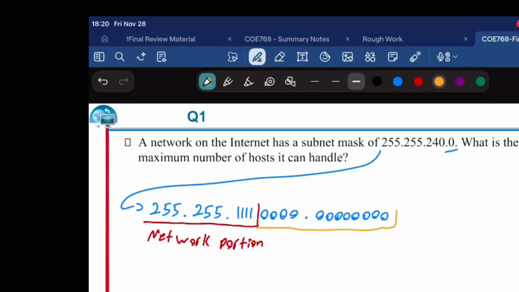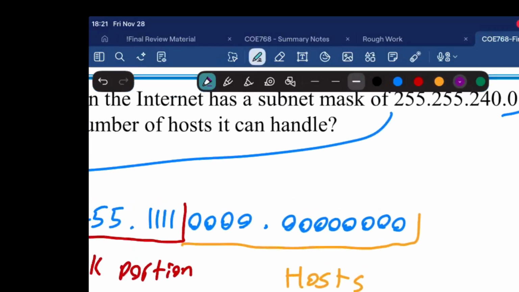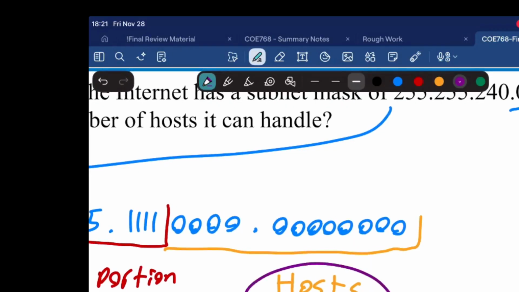The second half is going to be assigned for the number of hosts you would have within that network. Once you've determined which part is your network portion versus your hosts, you find the number of bits in the host component, which in this case is 4 and 8 and 8, which gives us 12 bits.